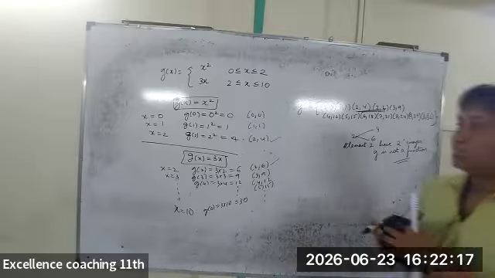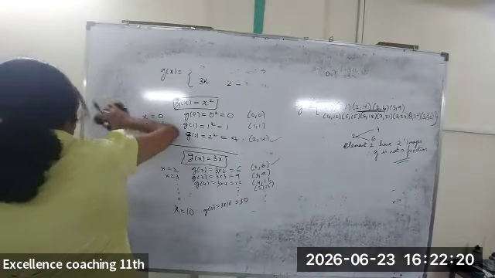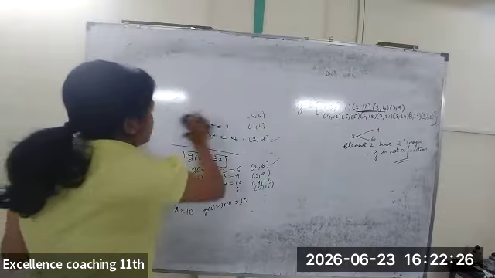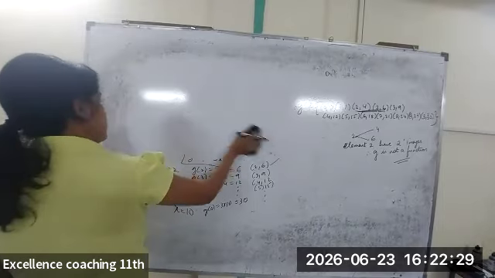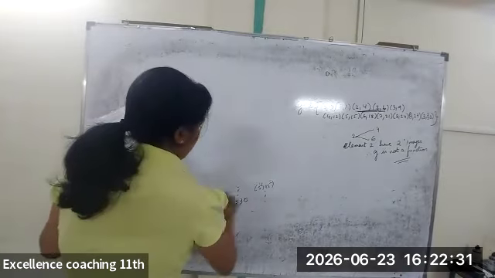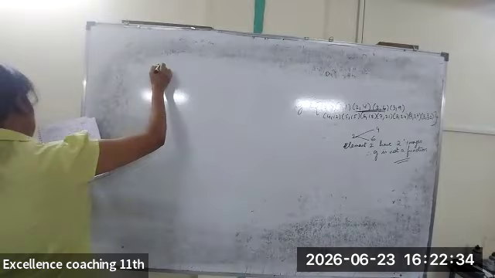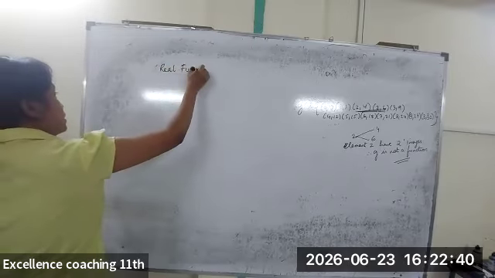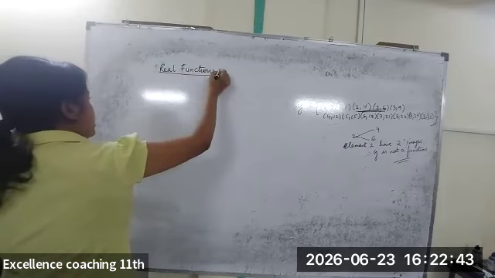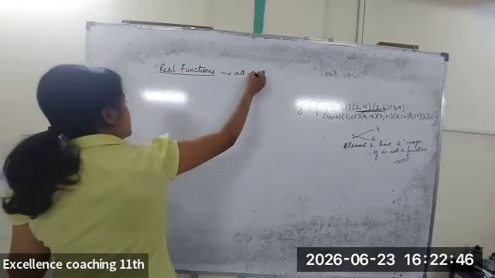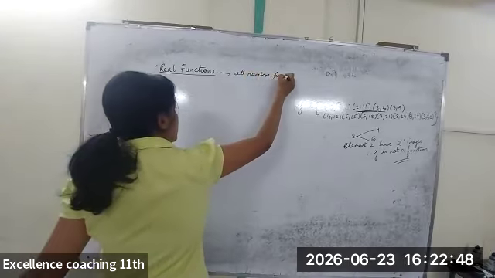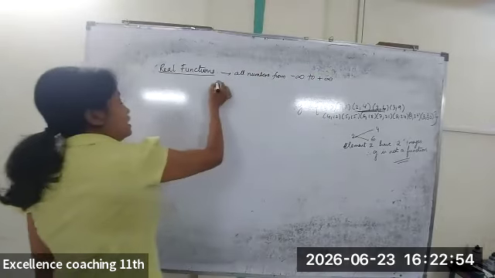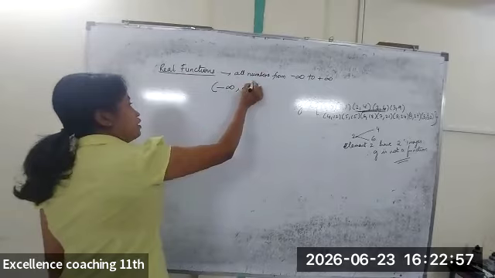So next is the domain. How to calculate domain of real function. Domain means the input. So we'll do the domain part and we'll stop. So real functions are, you know that, all numbers from minus infinity to plus infinity. So how we write is, we always put them in interval. We had learned how to.